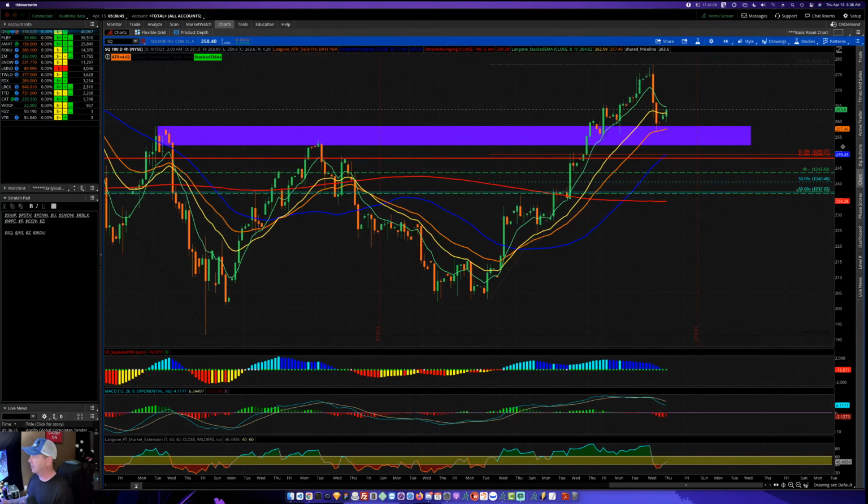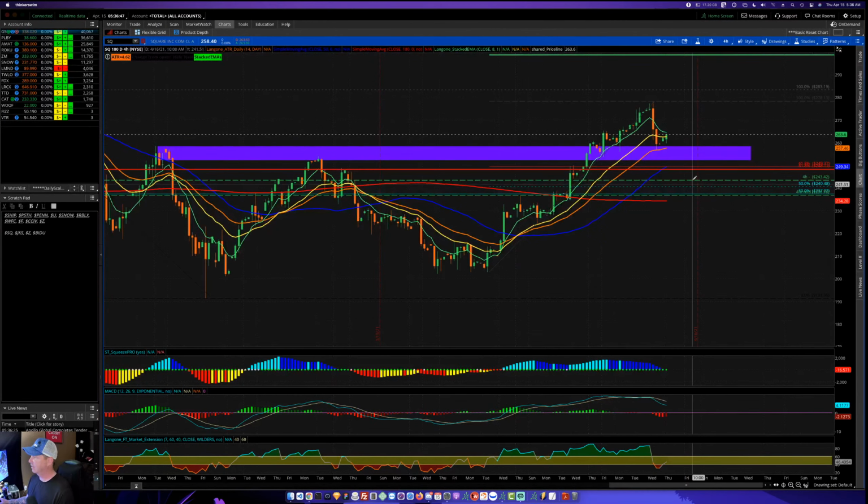What I'd like to see happen is, oh, by the way, I've got extended hours on, so this candle that you see is from this morning. So, it looks as if we're more in a bullish direction. We are currently in a 4-hour squeeze that is starting to fire.